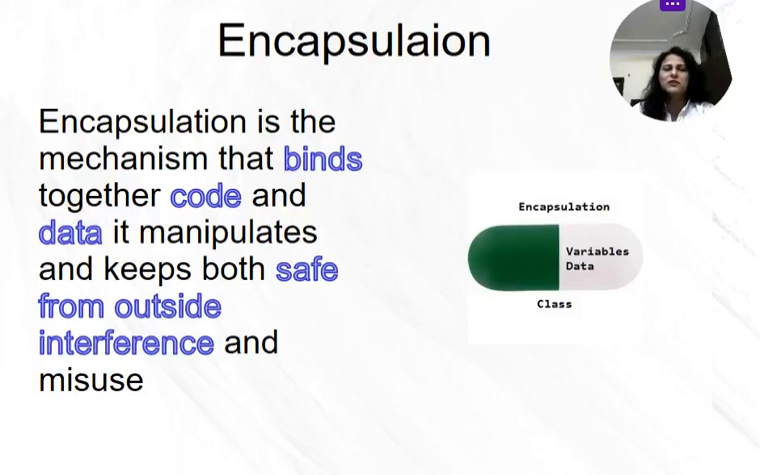Explain about encapsulation in Java. Encapsulation is a mechanism that binds together code and data. It manipulates and keeps both safe from outside interfaces and misuse. You can see it is like a capsule where you have a class, variables, and data together. So it will be hidden from the real world, and this will be your hidden part.